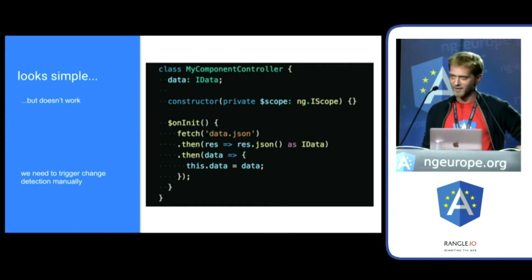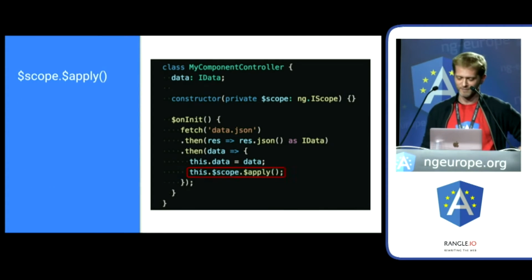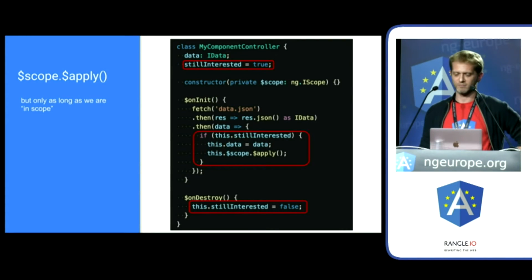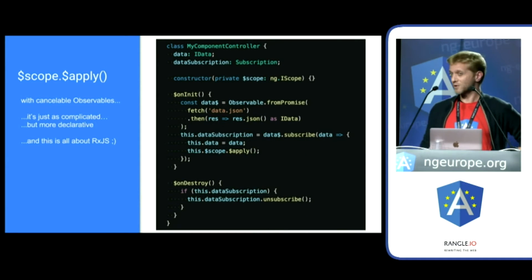So as Angular developers, you all know that you need to trigger the change detection manually. So you can do that. That's not a problem. I think everybody has done that once. But that's not enough, because you can't cancel a promise. So you need to add some code around to not trigger the callback when you quit the scope. That's not very elegant. So you might use observables for this, because observables are cancelable.